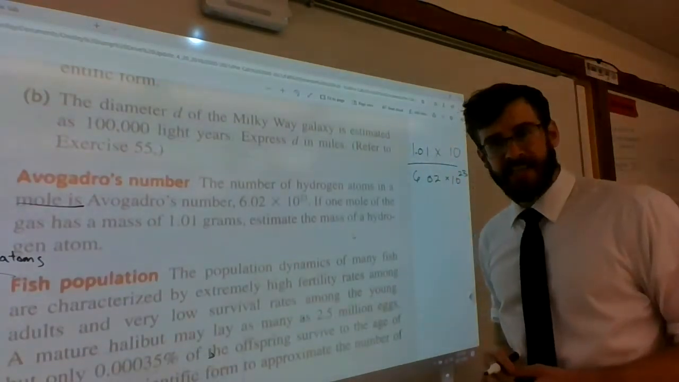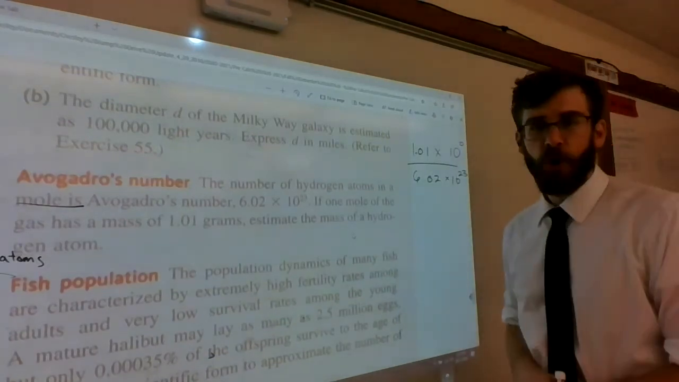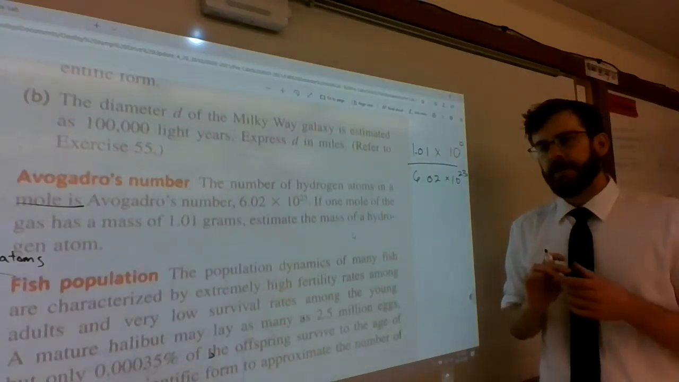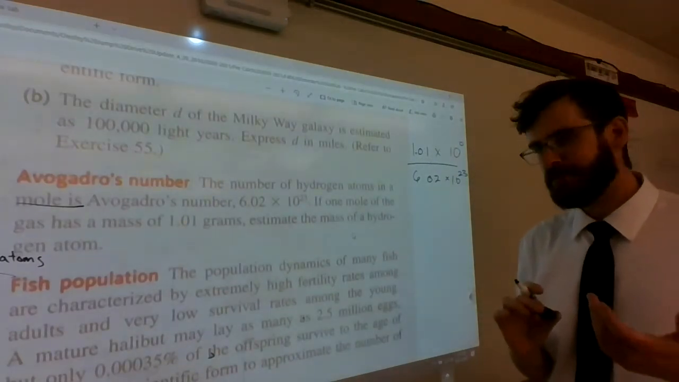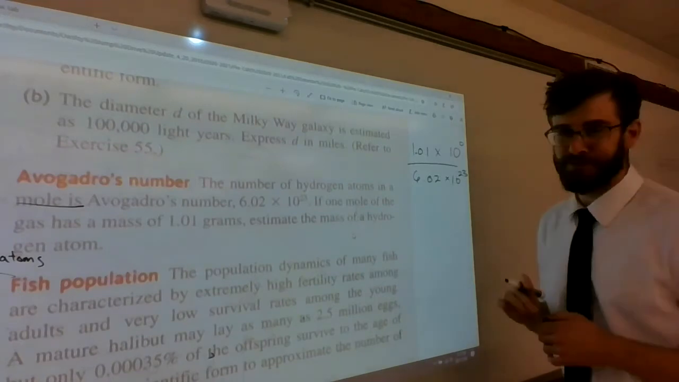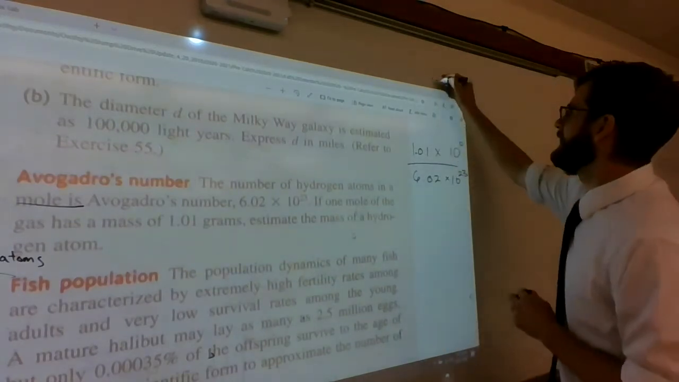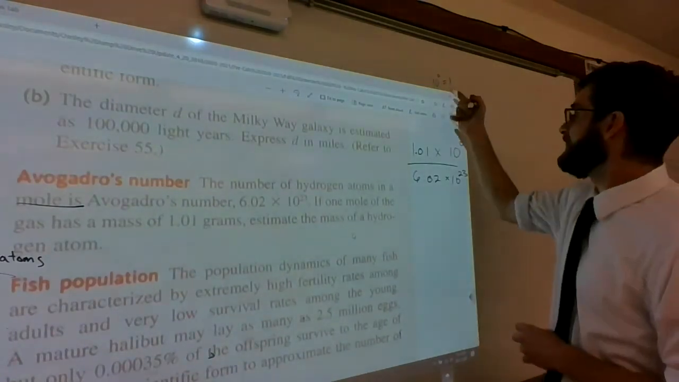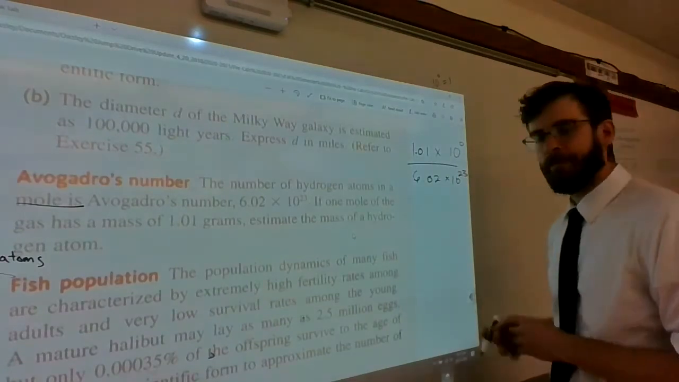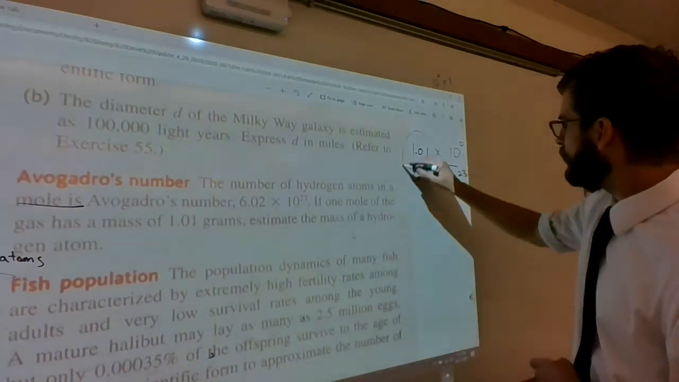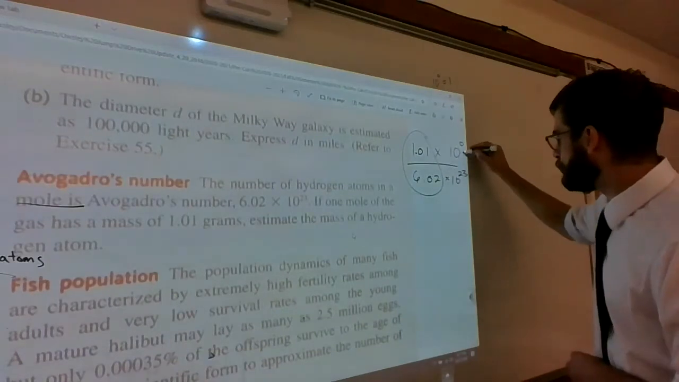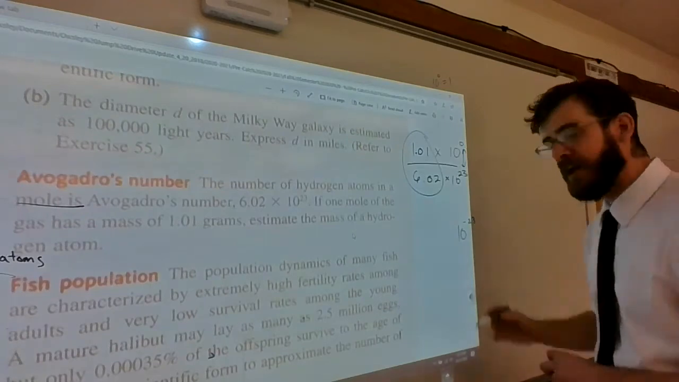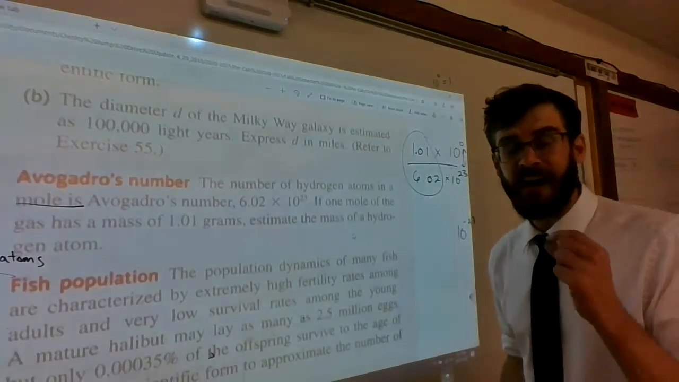Well, we could take it times 10 to the 0 power. I know, that's weird. But what is 10 to the 0 power? Maybe you don't remember this. It's been a while. 10 to the 0 is equal to 1. 1.01 times 1 is the same as 1.01 times 10 to the 0 power. Now we divide these two numbers and subtract the exponents. 0 minus 23 is 10 to the negative 23 power, which makes sense because these atoms are tiny.